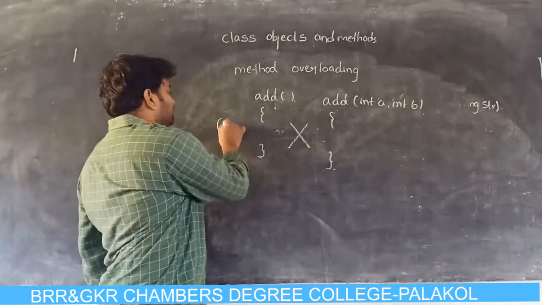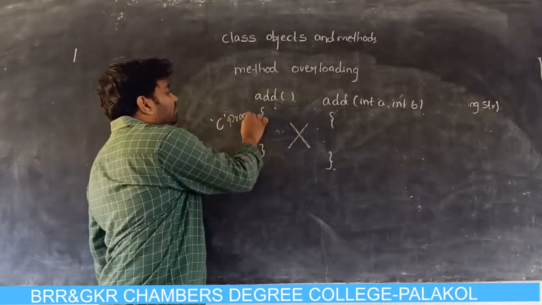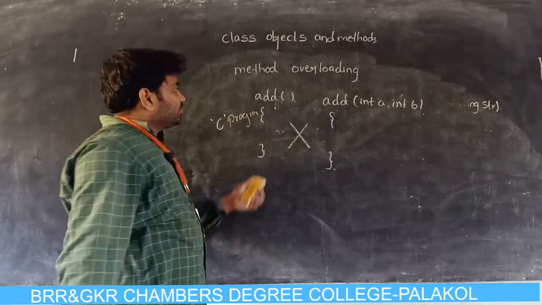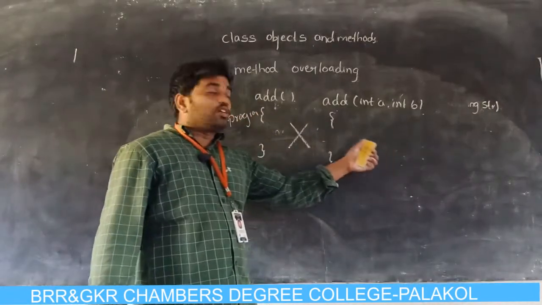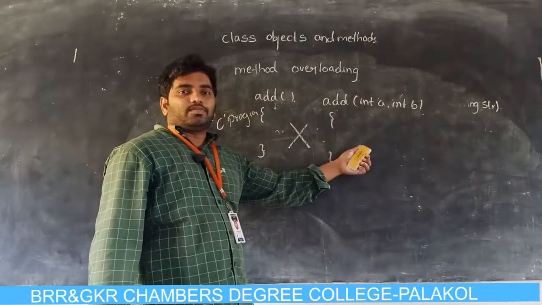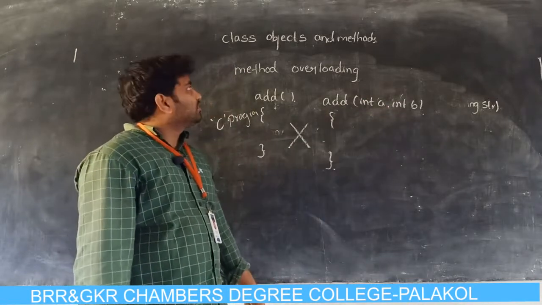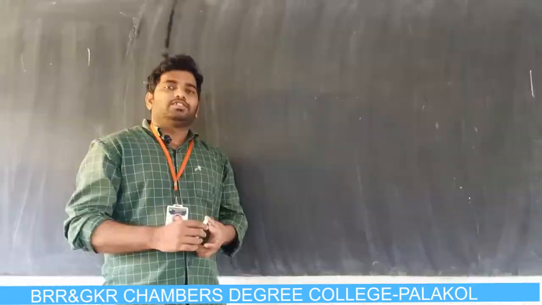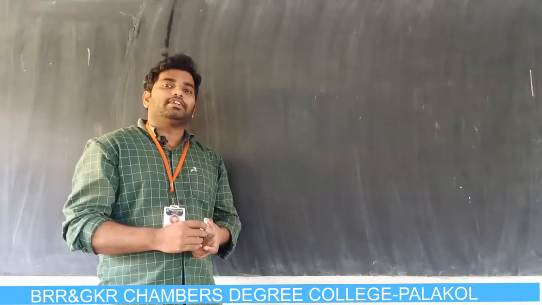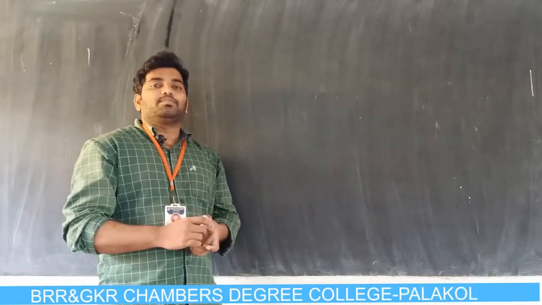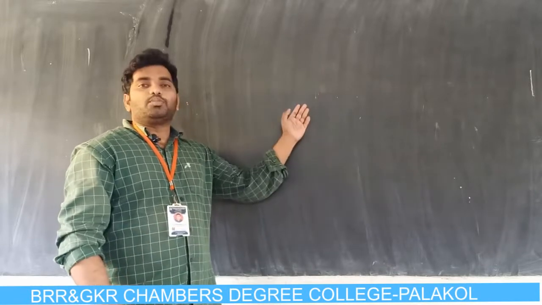But in the Java programming language, the same method or function name, with different arguments or without arguments, is accepted. That is the method. In Java, the same name with different data parameters is nothing but method overloading. Now let's write a small program.